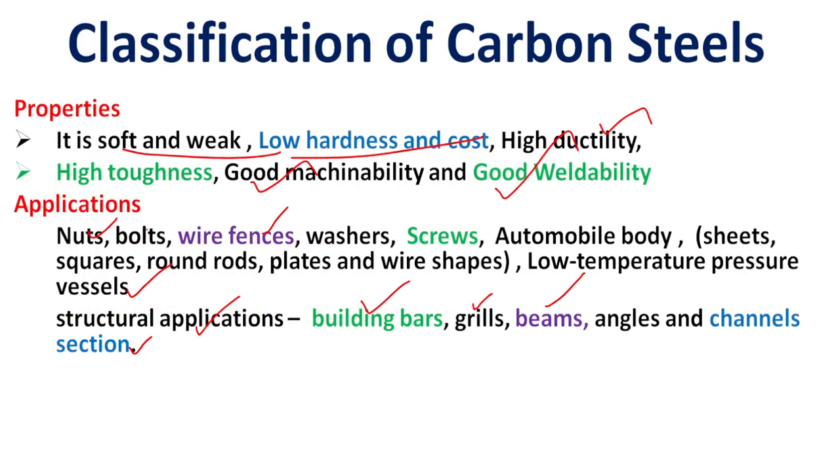Properties are soft and weak, low hardness and cost, high ductility, and high toughness. Applications include hood metal, nuts, bolts, wires, hinges, washers, screws, automobile bodies, low temperature pressure vessels, structural applications, building bars, grills, beams, angles, and channel sections.